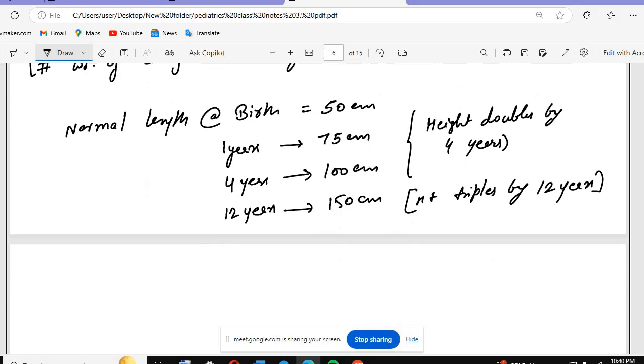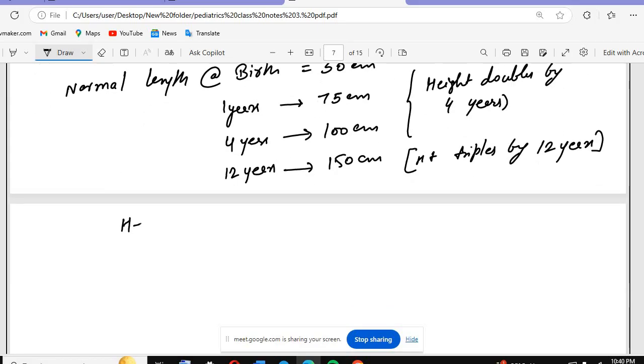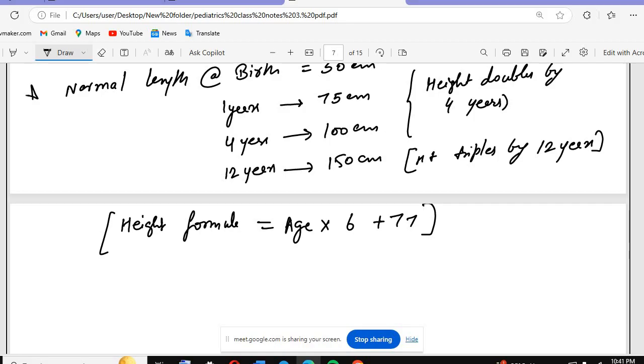How will you calculate the height? Remember the height formula: age multiplied by 6, plus 77. Whatever the age of the child, you multiply by 6 and then add 77. Okay, so this is about our length.